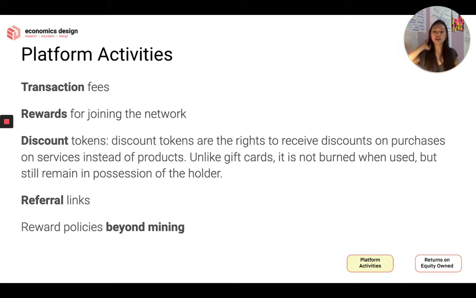And there are other kinds of reward policies or reward mechanisms that are in general just beyond mining. Right now, for a lot of platform activities, or when we look at base layer blockchain, it's more that when you mine you get rewarded in terms of block rewards, but there are a lot of other kinds of incentives available.